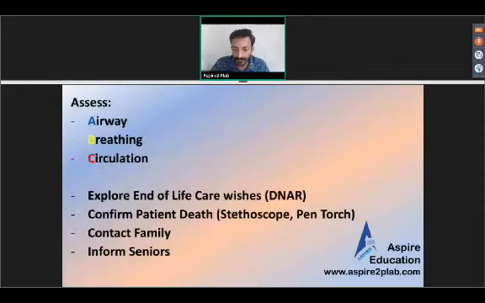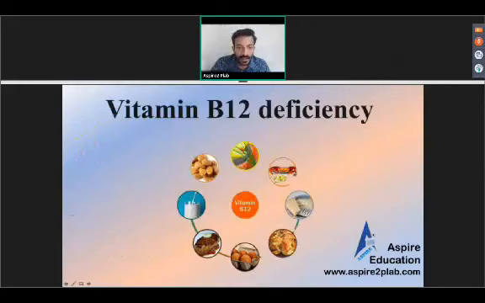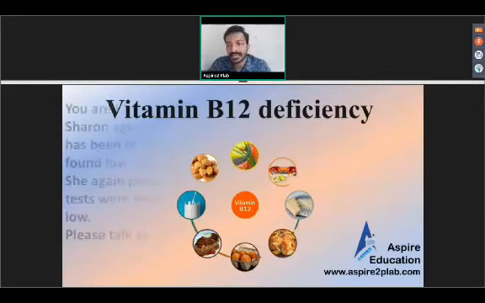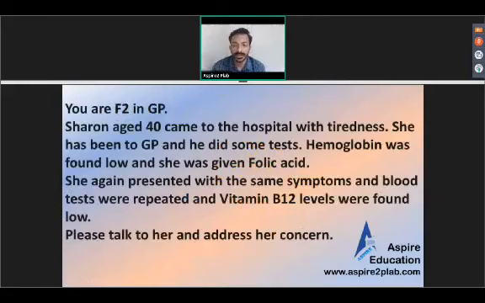Vitamin B12 deficiency. They started asking this station also. It's a very easy station actually. Let's read the station. You are in GP. The patient is Sharon. She's 40. She came to the hospital with tiredness. Again tiredness. See, again tiredness. What they want is for us to rule out a lot of differential diagnoses for tiredness. Yeah, we will rule them out.